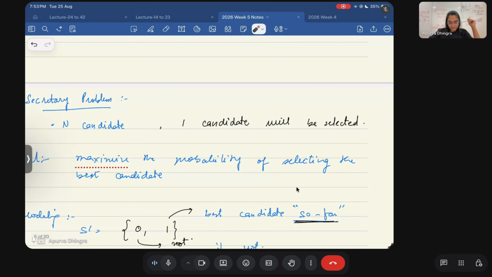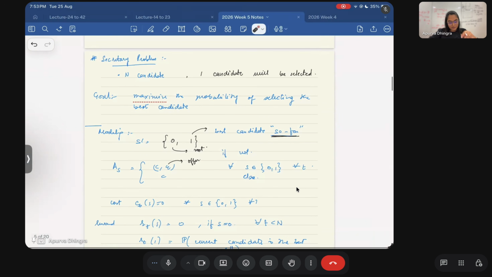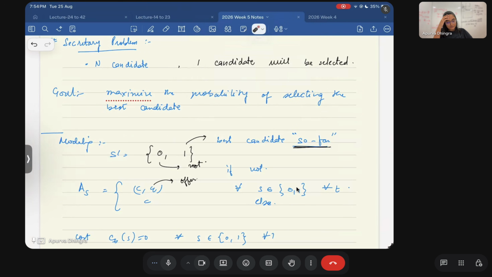So this problem is modeled by looking at the state, and the state is defined in the following way. The state is who is the best candidate so far. Each candidate who comes, if you could possibly have a ranking of all those candidates. So each candidate who comes, you'll know whether the candidate before it was better or not. That's all the information you'll know.